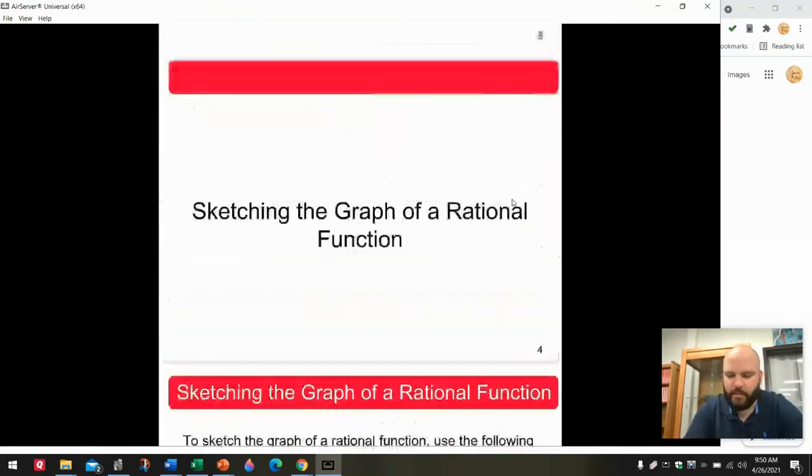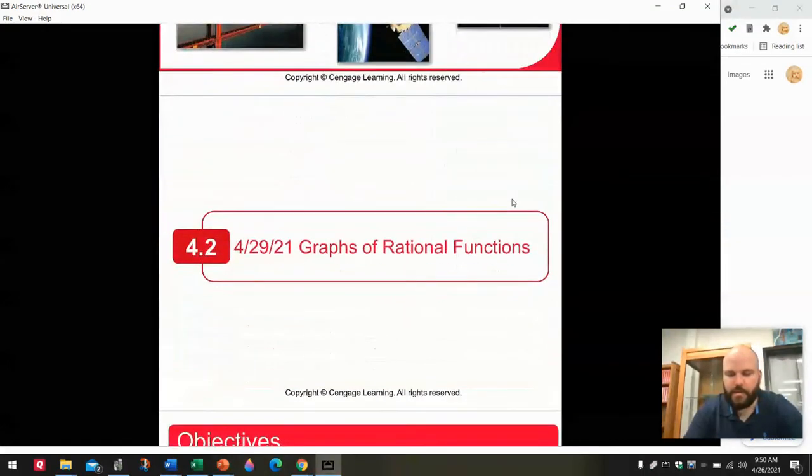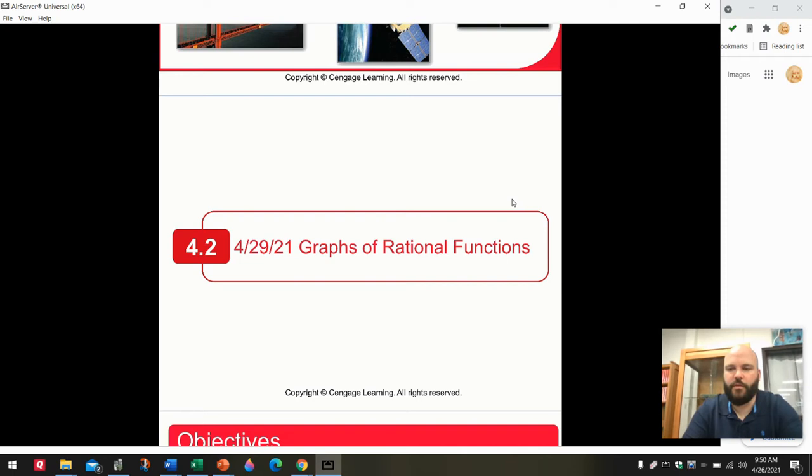Okay, hello everybody. So today we're going to begin our discussion in Chapter 4, Section 2. In this section, we continue what we were talking about in 4.1, in that we will now actually begin to graph rational functions. In the previous section, we just learned how to find different aspects of the actual function graph, but without actually sketching the graph. So here we're going to sketch the graph.